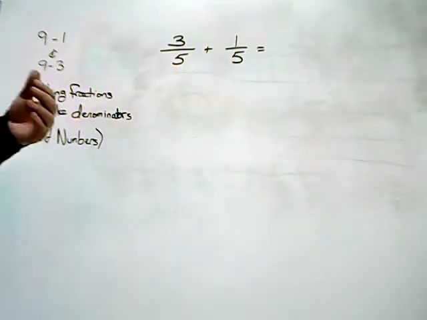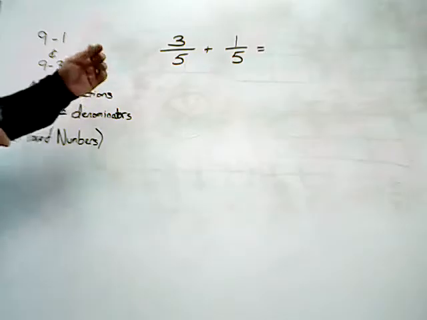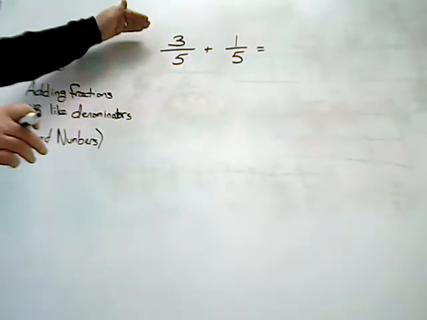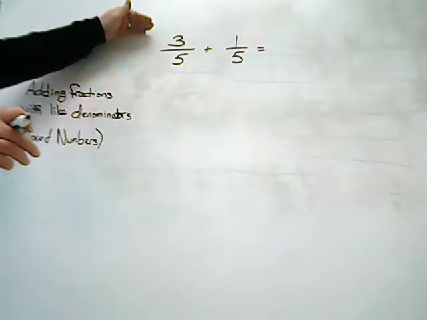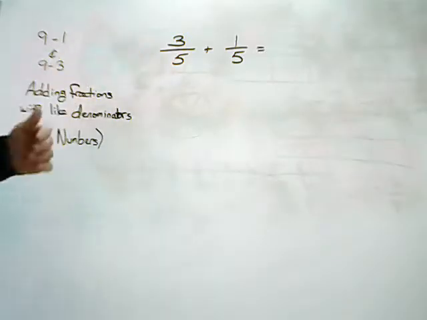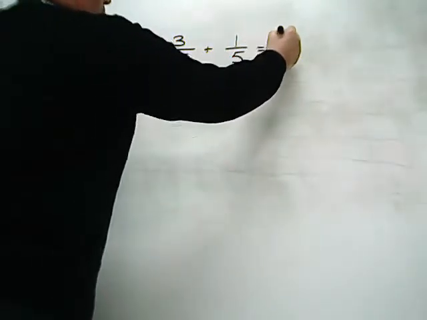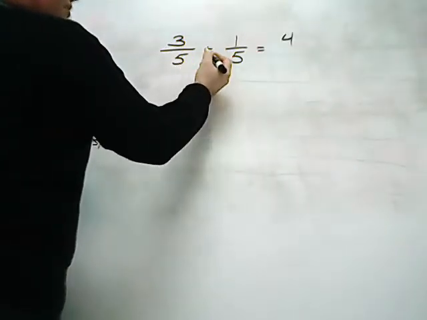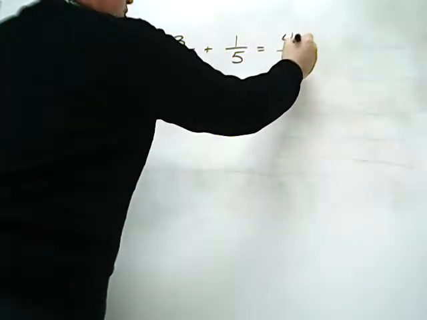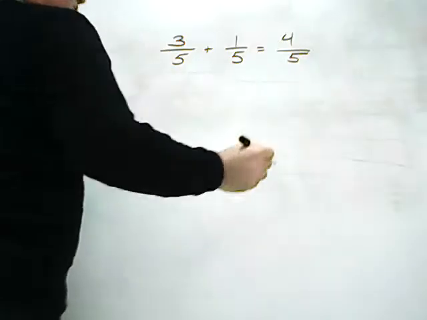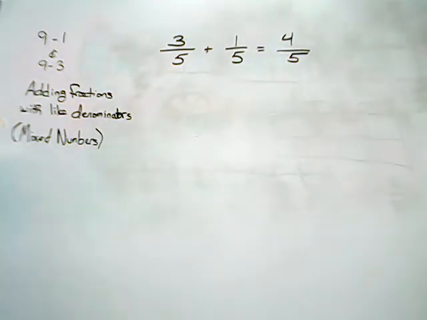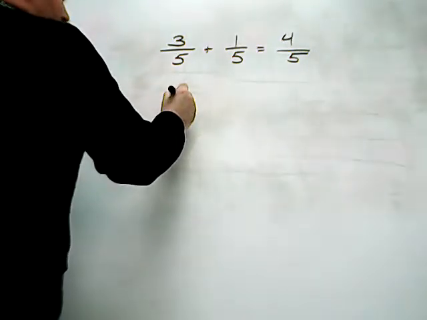When you add or subtract fractions with like denominators, you do whatever operation is involved to the numerator and you keep your denominator the same. In this case, 3 plus 1 is 4, and my denominator does not change. It stays broken into fifths. Easy enough.